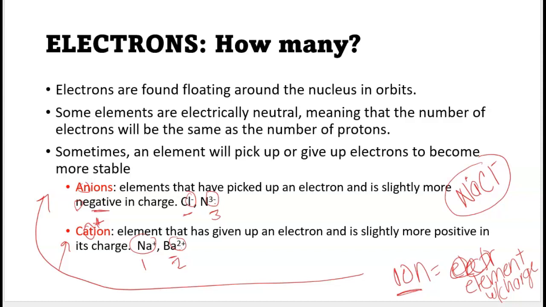So an ion is an element with an overall charge, either positive or negative. If it's a negative charge, it's called an anion, and that means it's picked up electrons. And if it's a positively charged element, it's a cation, which means it's given up electrons.